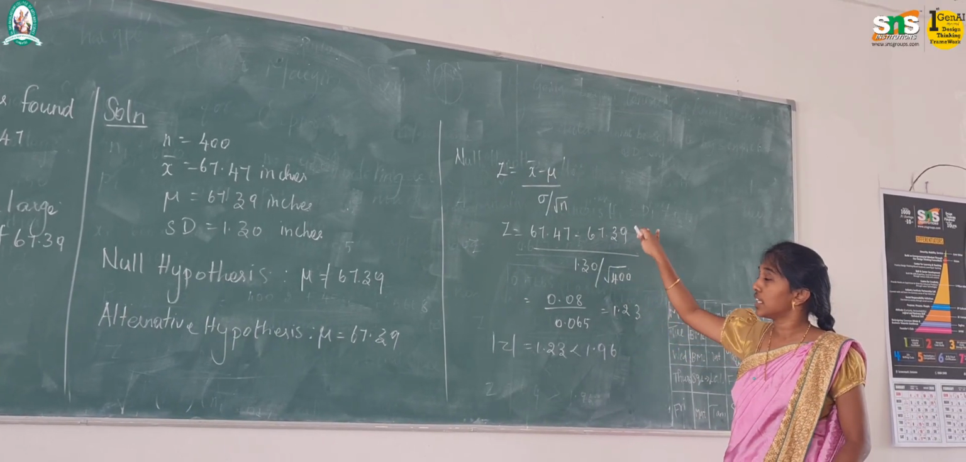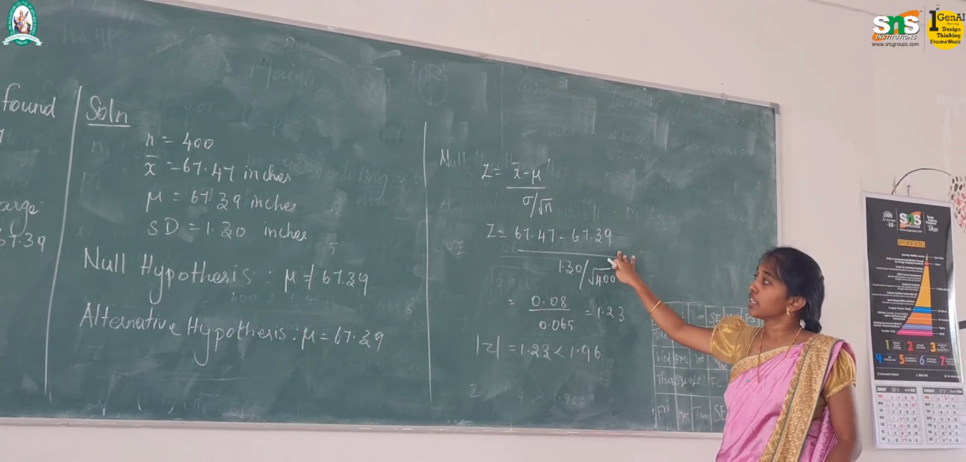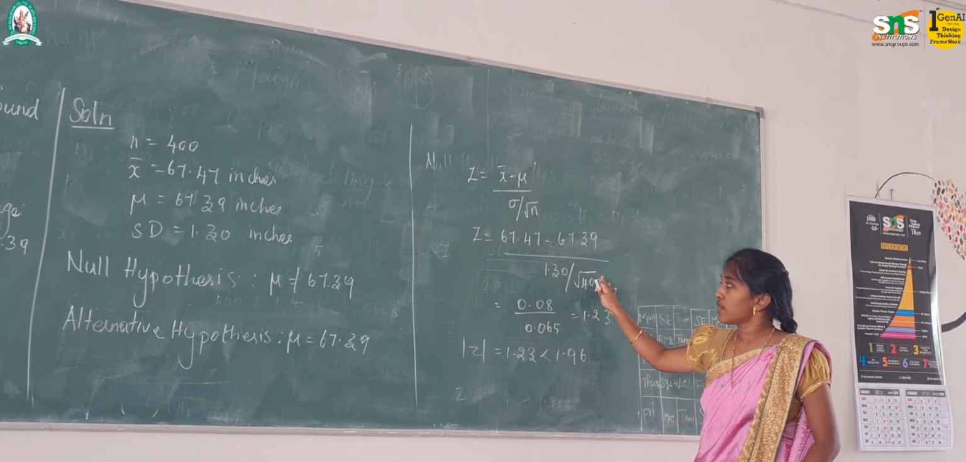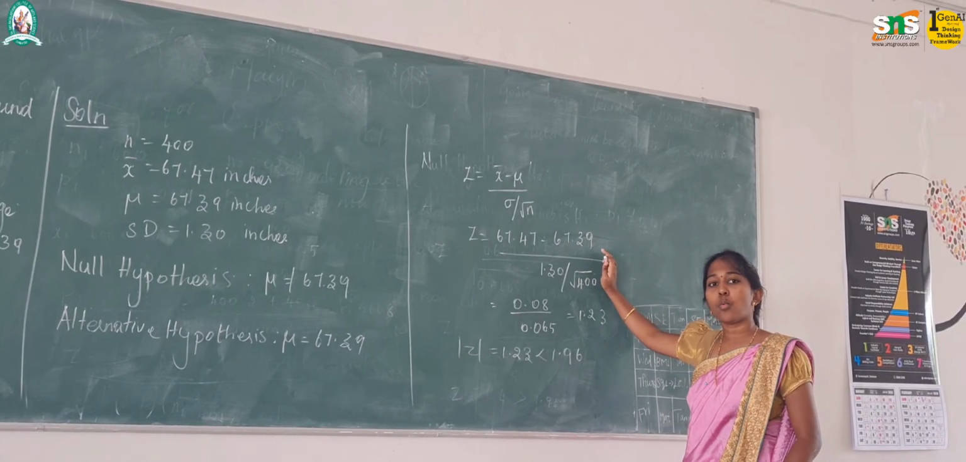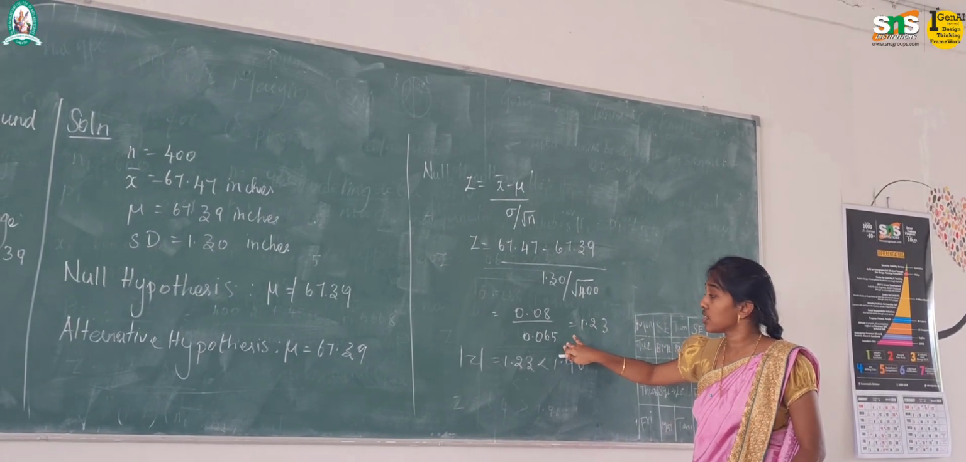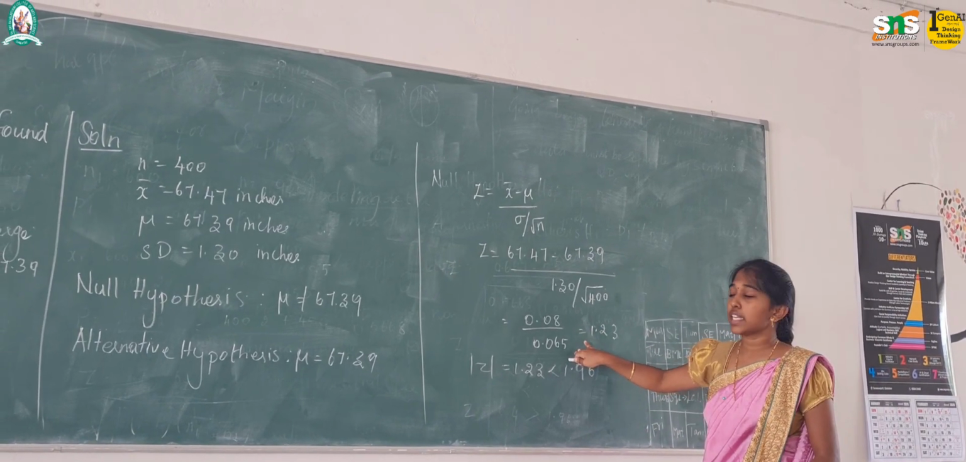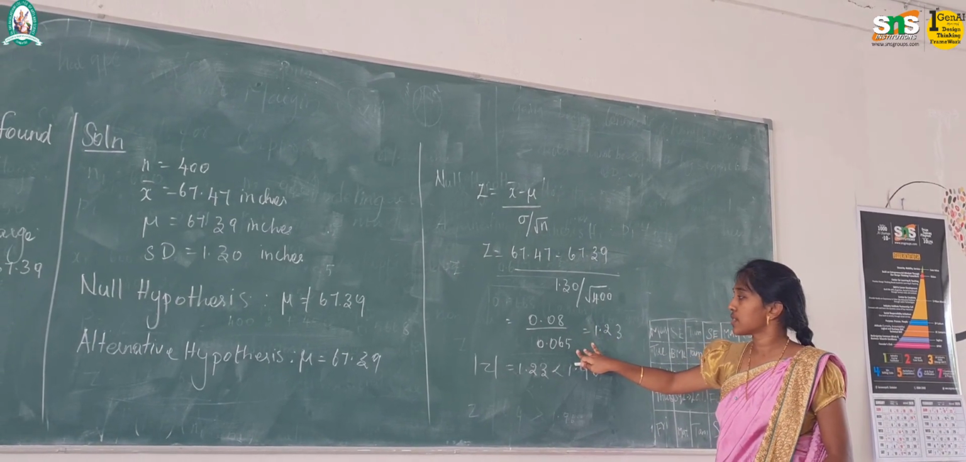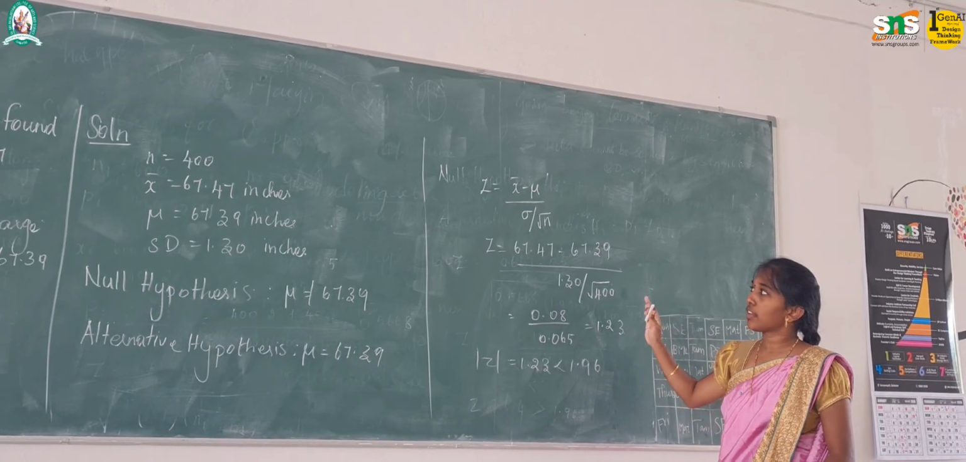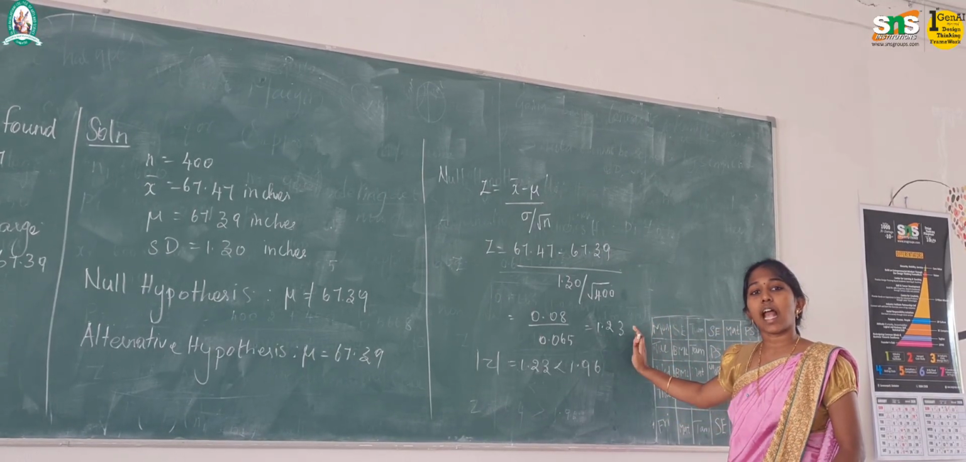First I am going to simplify the numerator. By subtracting these two, I get an answer of 0.08. Next, we are going to simplify the denominator. While simplifying the denominator, I get an answer of 0.065. So, by dividing 0.08 by 0.065, I get an answer of 1.23. So, that is the z value calculated from this formula. This is the calculated value.